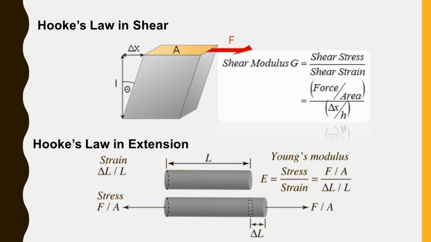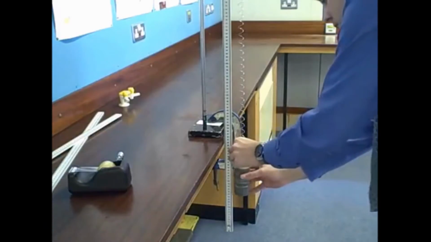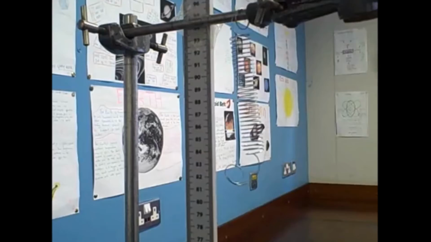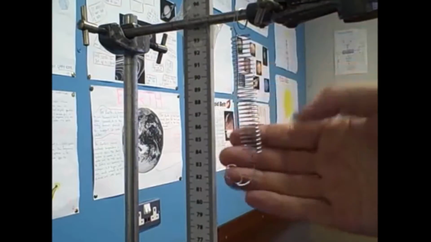Hooke's law states that the force on the spring is equal to the stiffness of the spring times the change in spring length caused by the added weight. There's very little change in the spring stiffness. This is why the elastic spring returns to its original position when the weights are removed.